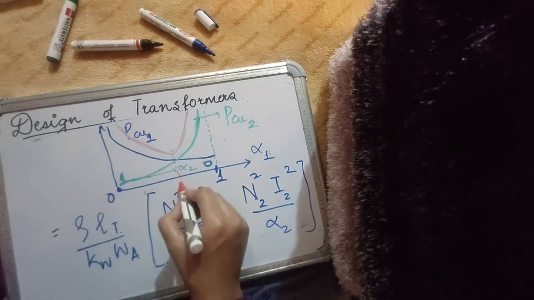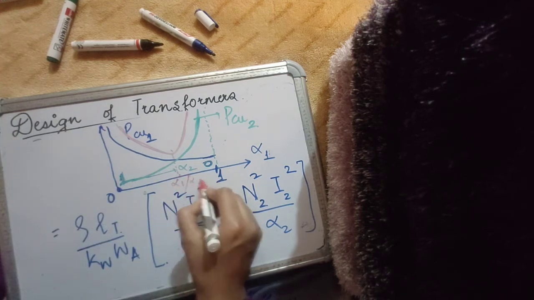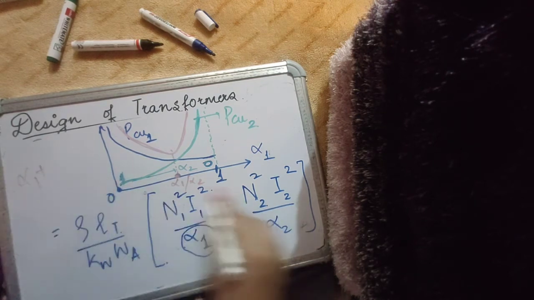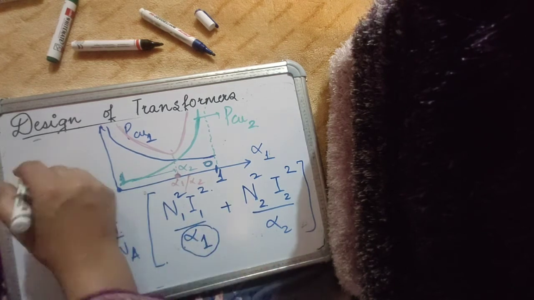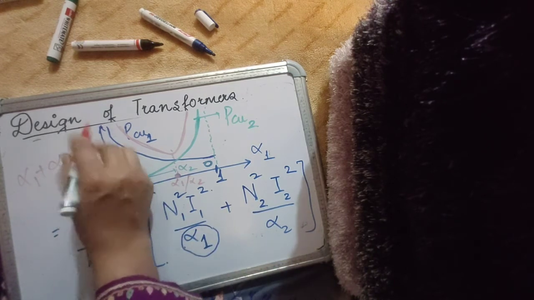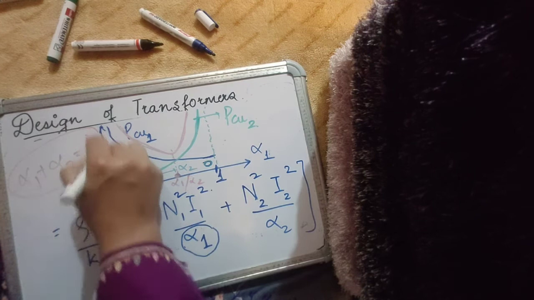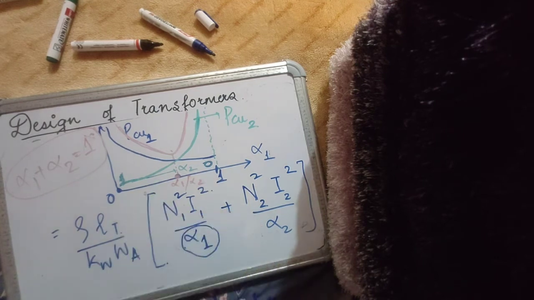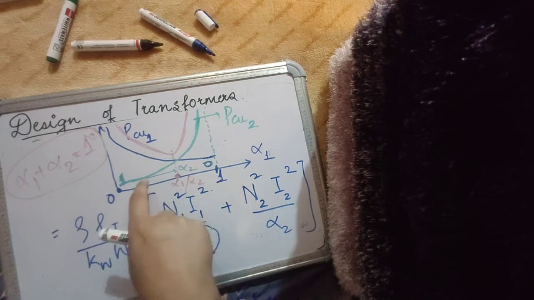And we try to find the alpha 1, or you can say the alpha 2 corresponding to this point. It's not necessarily 0.5. It's an optimization problem with a constraint. This is the objective function. You have to minimize it, and the constraint is alpha 1 plus alpha 2 is equal to 1. So it's like an optimization problem that you have to solve and find the values of alpha 1 and alpha 2 in order to minimize your copper loss.